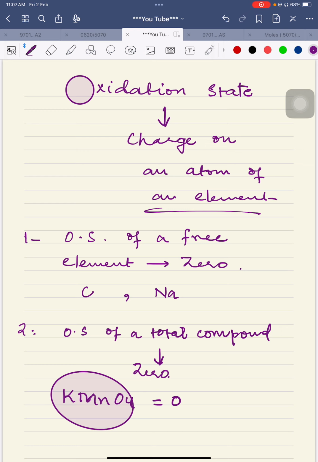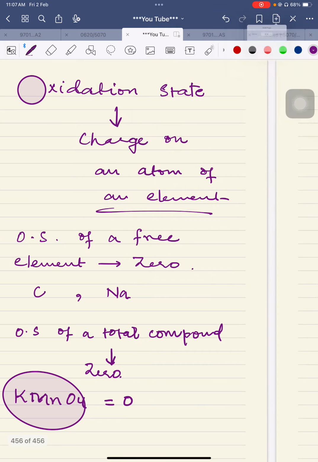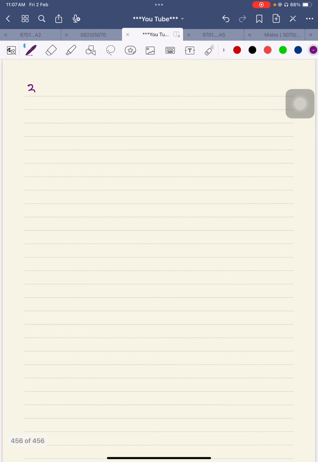Now, the next rule is on the next page, and that is number 3. The oxidation state of group number 1 elements is +1. Elements of group number 1: lithium, sodium, potassium, rubidium, cesium, francium. All these elements have an oxidation state of +1 when they are part of any compound, and we are going to consider it as +1.